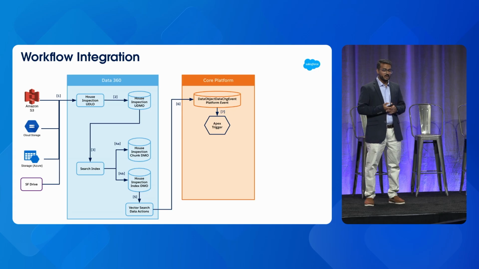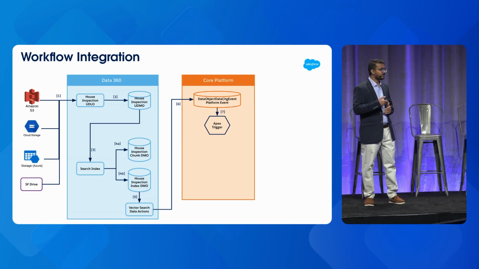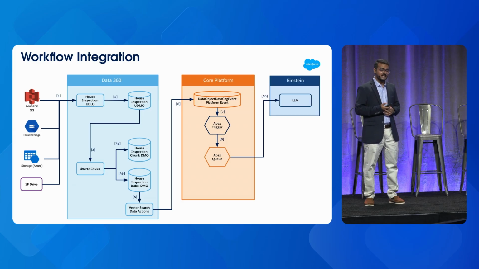And then we have an Apex trigger on the core platform side. This consumes your platform event. Your Apex class extracts your event payload. It has your vector search results. It has some information about your document. And it constructs a well-defined prompt, and it sends it to an LLM. It gets back some response. And the same response is used to create a case record.